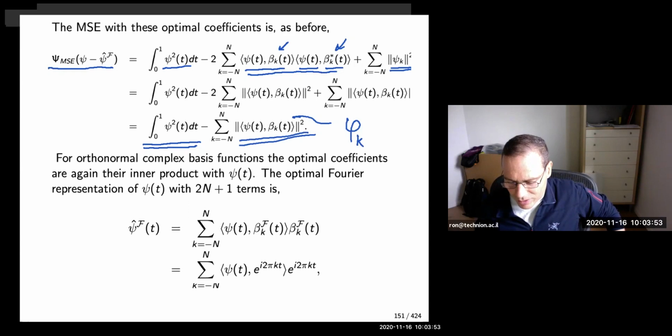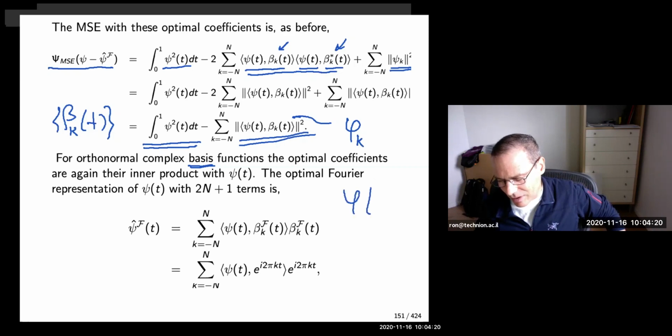Okay, so for orthonormal complex basis functions, the optimal coefficients are again, and when I'm saying basis, I refer to the space spanned by these betas, okay? So it would be a basis for the space that these betas are spanning, and we need to be careful about this basis. We should be able to talk about spanning all possible functions psi of t only when this n goes to infinity, and this is something that we will see in a moment, okay? So the orthonormal complex basis functions and the coefficients are obviously also complex, and they are obtained by an inner product with psi of t.